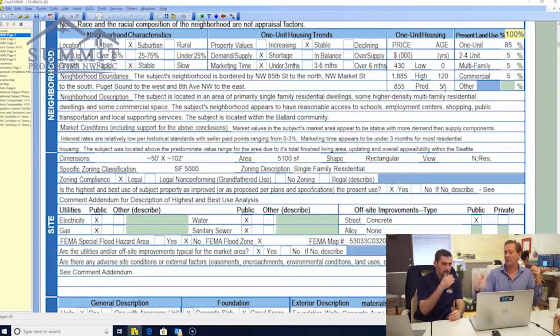Low, high, predominant. And this is the land use. I see now, it's saying that 85% are single-family residences, 5% is 2 to 4 family, 5% is multifamily, and 5% is commercial. That is of the whole neighborhood. So most of that neighborhood is single family.